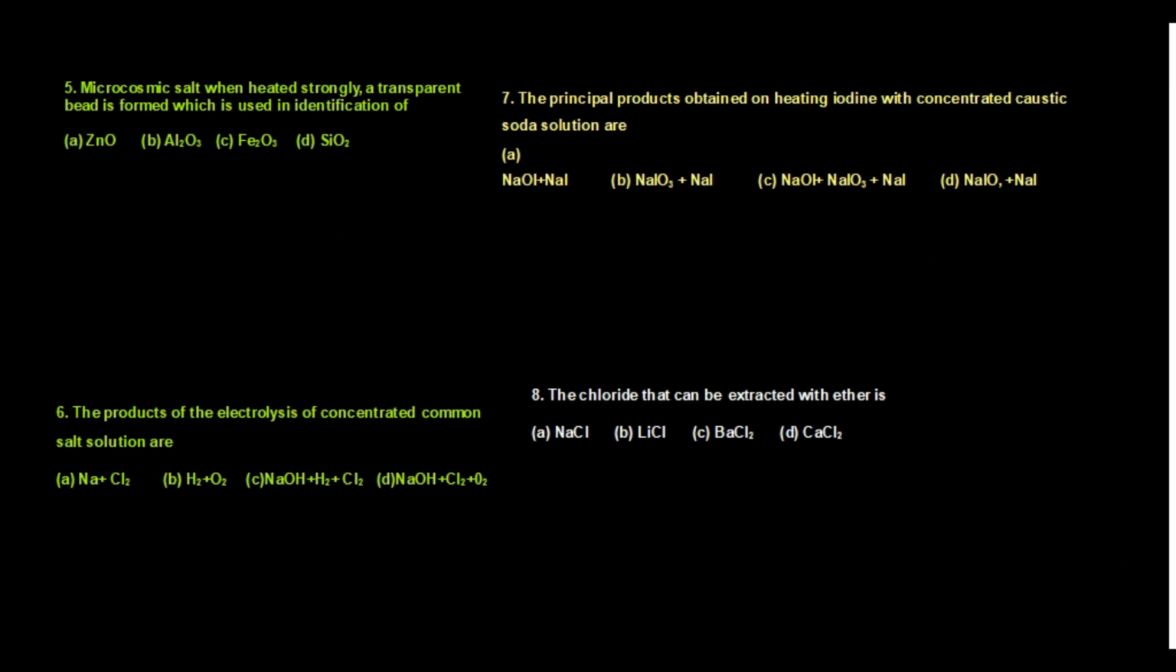Okay, your next problem, guys, you can see here: microcosmic salt, when heated strongly, a transparent bead is formed which is used in the identification of zinc oxide, aluminum oxide, iron oxide, or silica. So again, guys, this is a theoretical kind of problem. And first of all, you should know what microcosmic salt is and how it decomposes. It is very important. So the reaction is like that only.